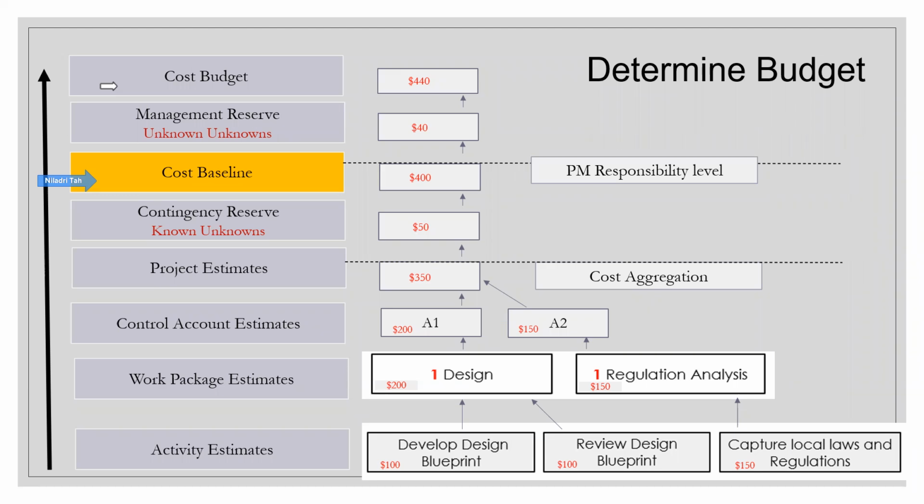The thing that can be asked in the exam, and is normally asked, is the cost baseline, and the difference between the contingency reserve and the management reserve. So always say that the project estimate plus the contingency reserve, which is for known unknowns, is the cost baseline. And the cost baseline plus the management reserve, which is for unknown unknowns, is the cost budget. The PM has no say in this management reserve. Okay, so that's all about the determination of the budget.